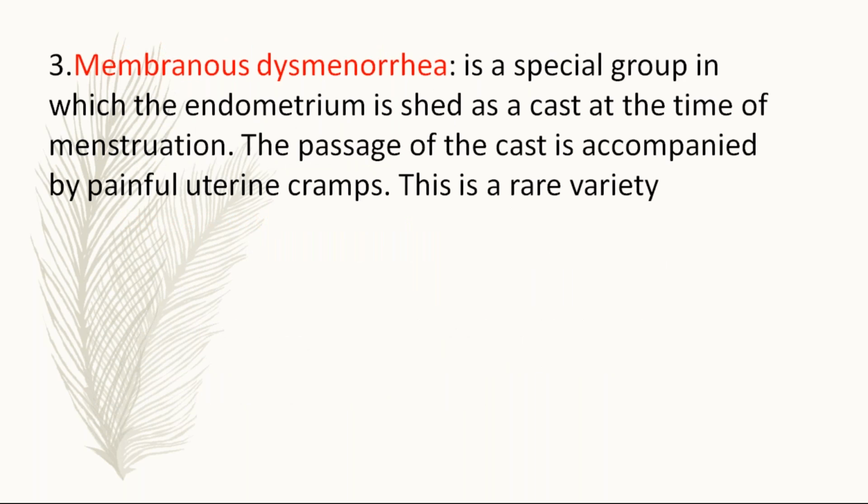Whereas membranous dysmenorrhea is relatively rare and it runs in families. It is a special group in which endometrium is shed as a cast at the time of menstruation. The passage of the cast is accompanied by painful uterine cramps. This is a rare variety and it usually runs in families.